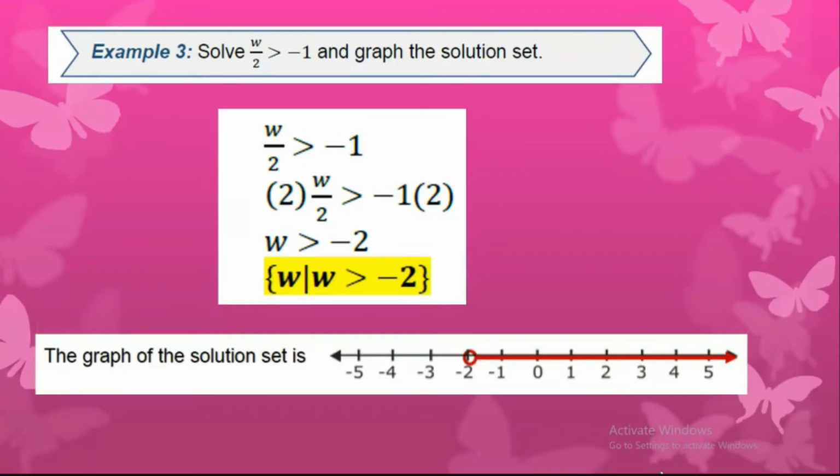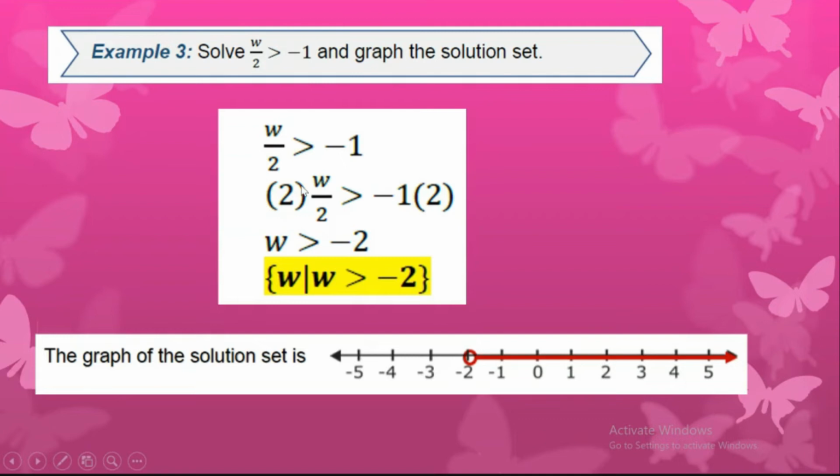First example, solve w over 2 is greater than negative 1 and graph the solution set. So taking the given inequality, we have w over 2 is greater than negative 1. To remove that over 2, we have to multiply both sides by the divisor, which is 2.